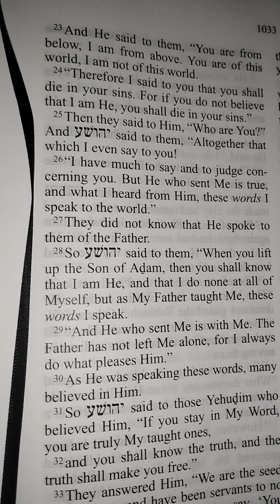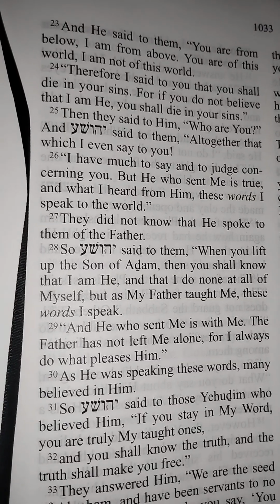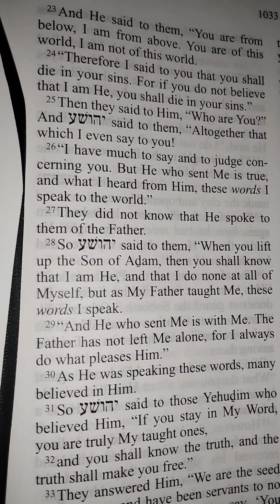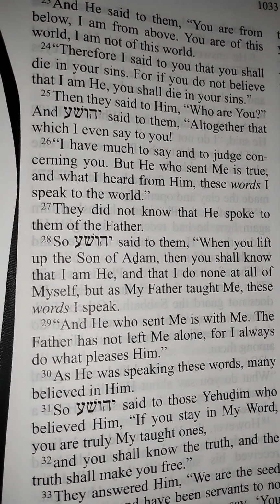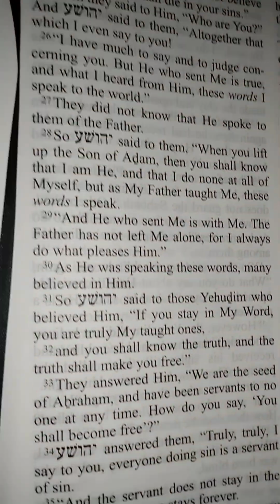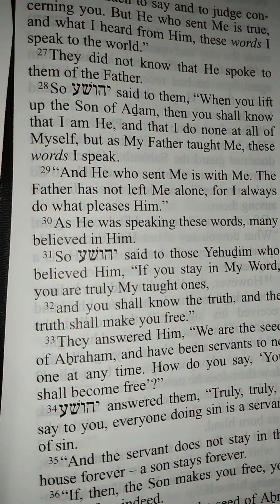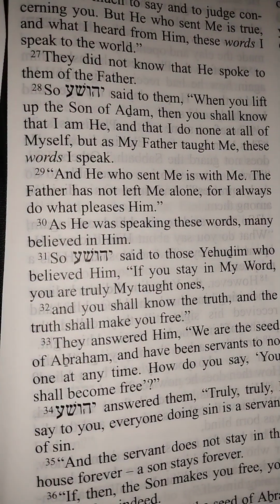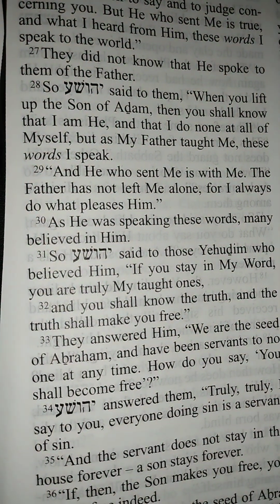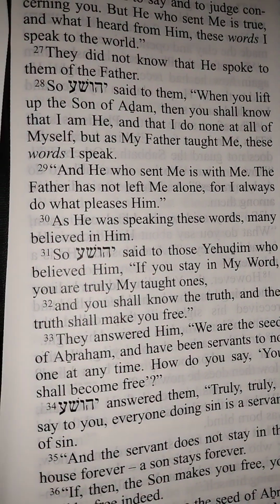They did not know that he spoke to them of the Father. So Yeshua said to them, When you lift up the Son of Adam, then you shall know that I am he, and that I do none at all of myself, but as my Father taught me, these words I speak. And he who sent me out is with me. The Father has not left me alone, for I always do what pleases him.